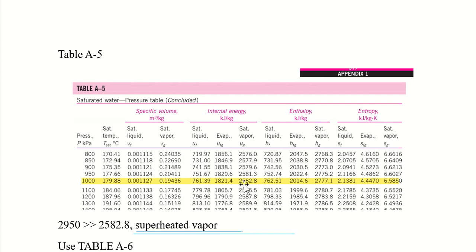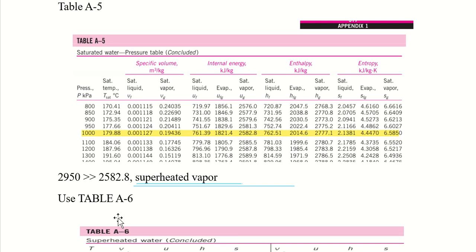250 is 2582.8. That's for the vapor phase, and for the liquid phase, it's 761.39. But the value we've been given is 2950. This value is greater than the value we've got for the specific internal energy of the vapor phase. That means the mixture lies within the superheated region. So it's a superheated vapor, because this is greater than this, and this is the value of the vapor phase.